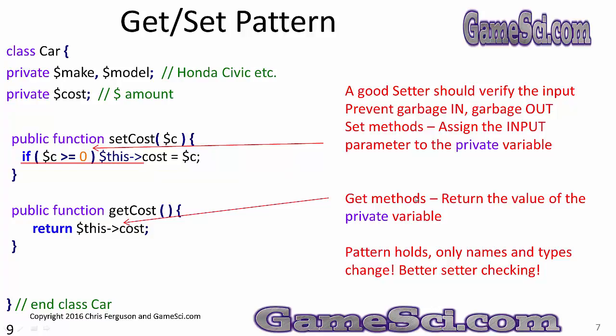Get methods return the value of the private variable. Once again, the pattern holds. Only the names and types change. The only thing I'd say about this slide is I should have better setter checking. All three of these set methods should have verified the data was good. So for set make, it should have verified that it was a valid make like Chevy, Toyota, Honda.